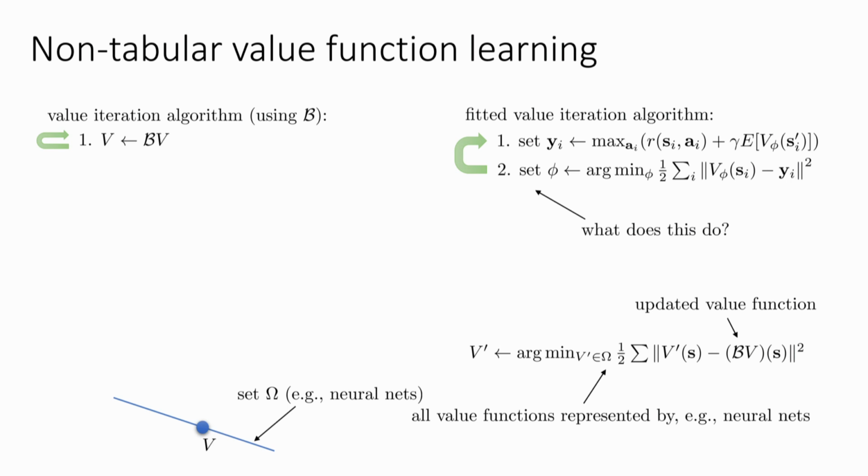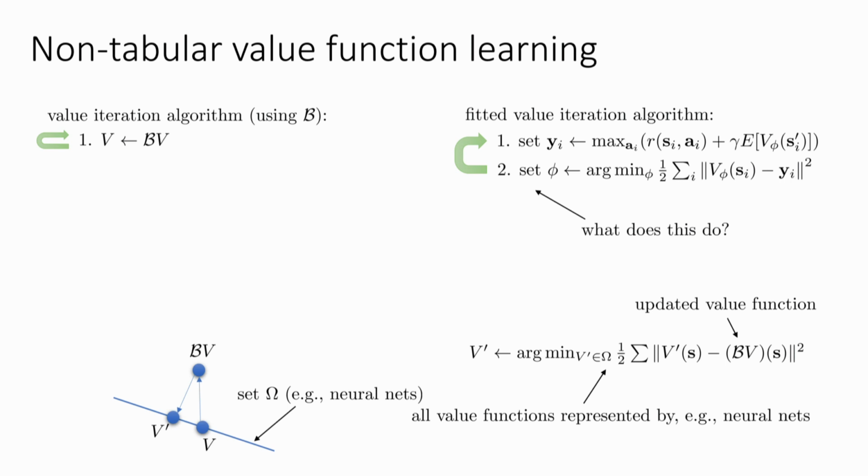The dot here represents our old value function v. When we apply the Bellman backup, which is what's going on when we calculate these y's, we're finding some new value function bv, which lies off of this manifold. So bv may not be possible to represent exactly using a neural net. When we perform this argmin, what we're doing is we're finding the closest neural net, meaning the closest value function that lies on this line, to this bv.